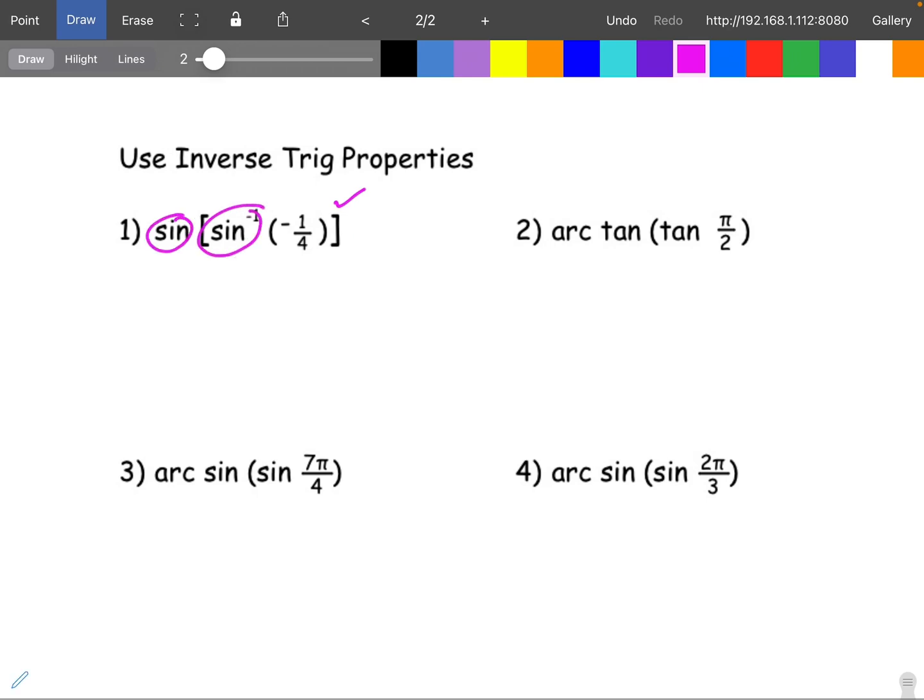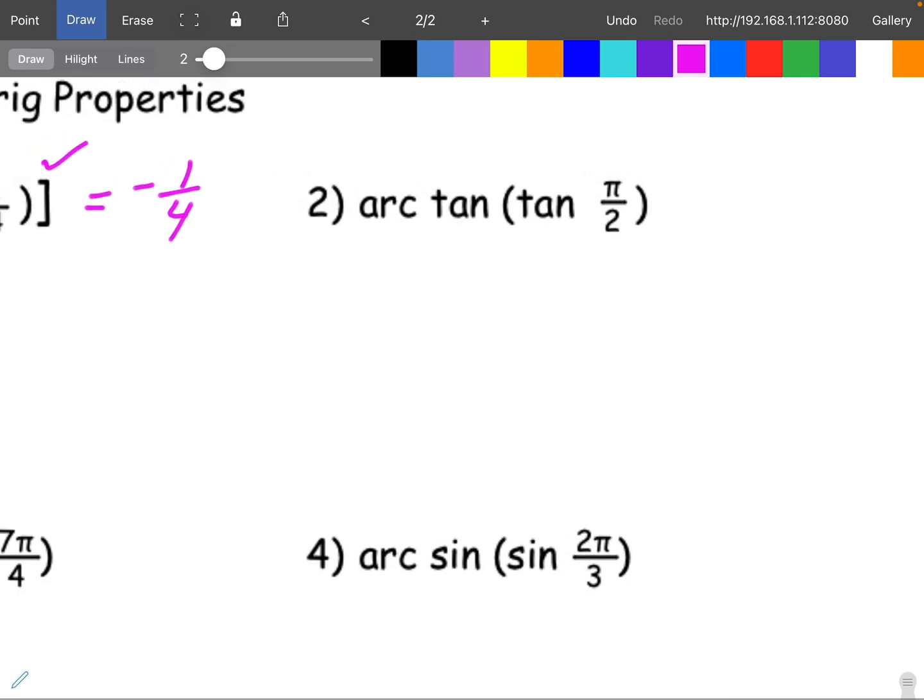That's great. Then, because that is possible, we know this is possible. Then I have a regular sine and an inverse sine. Well, those are inverse functions, which means they cancel each other out. Therefore, as long as this can happen, then the sine and the inverse sine cancel each other out, and my answer is -1/4. So as long as this can happen, then the regular and the inverse cancel each other out, and whatever's left is your answer.